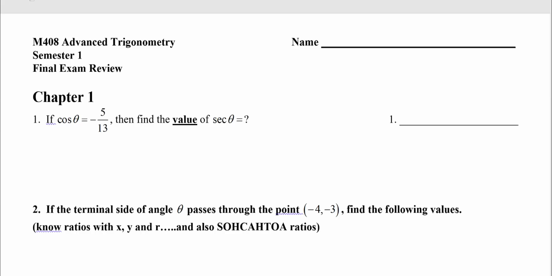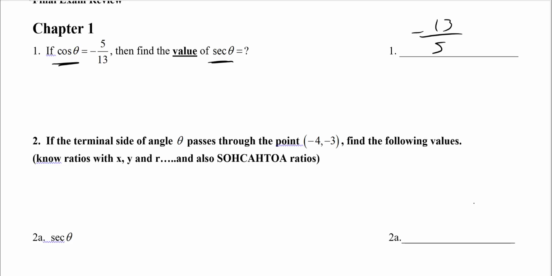Okay, first problem, I basically just give you cosine. Just recognize, first of all, this is cosine and this is secant. And you guys should know it's just a reciprocal. So it's -13/5. And that's like a 2-second problem.